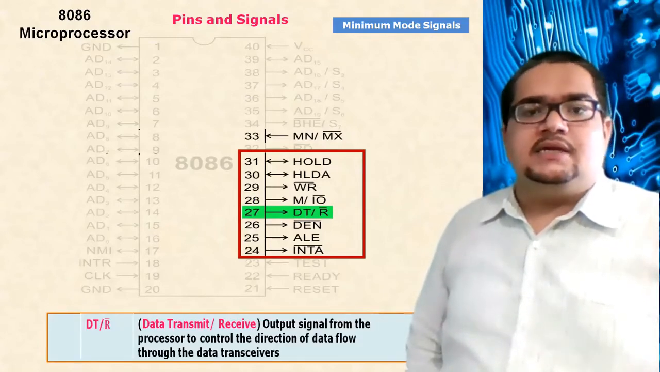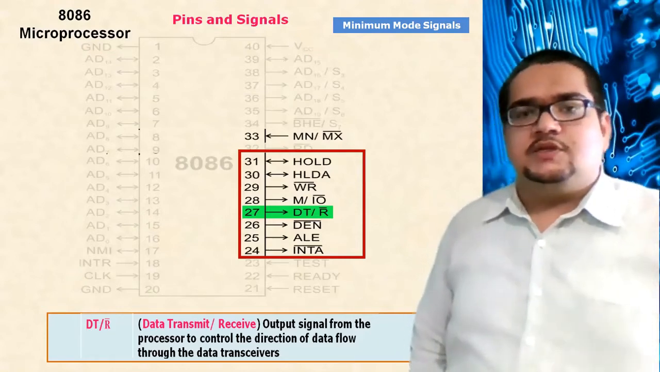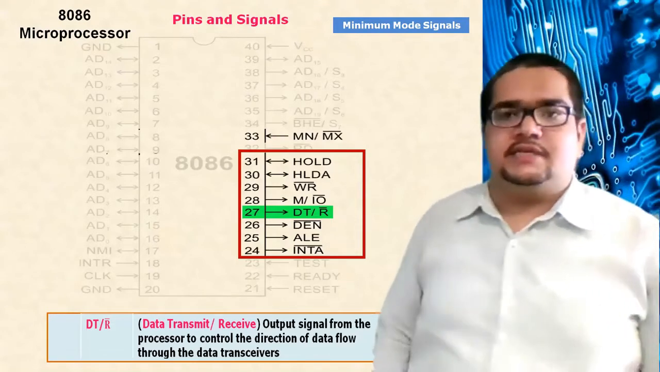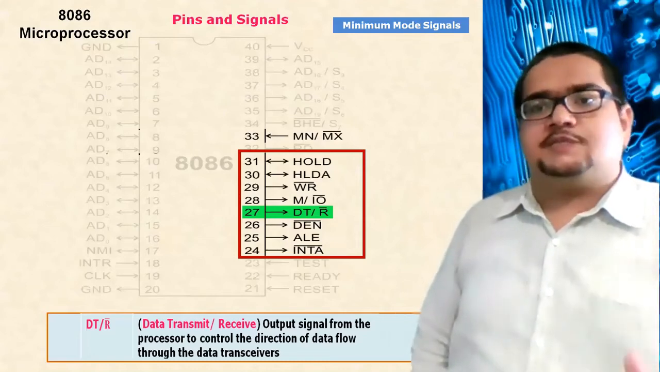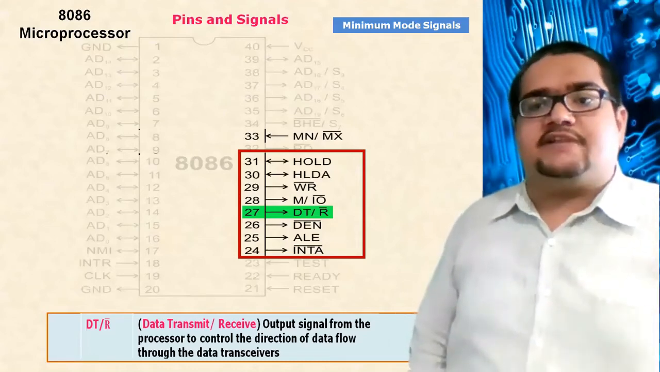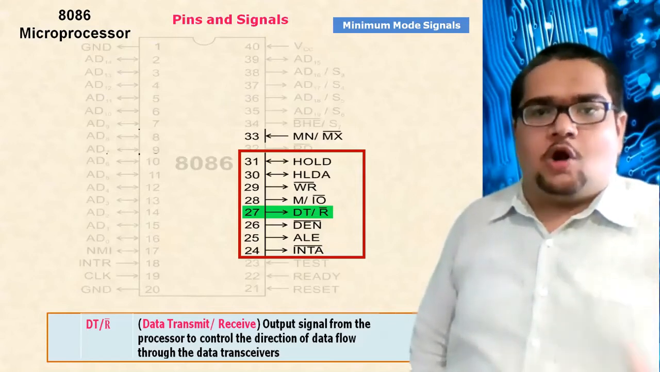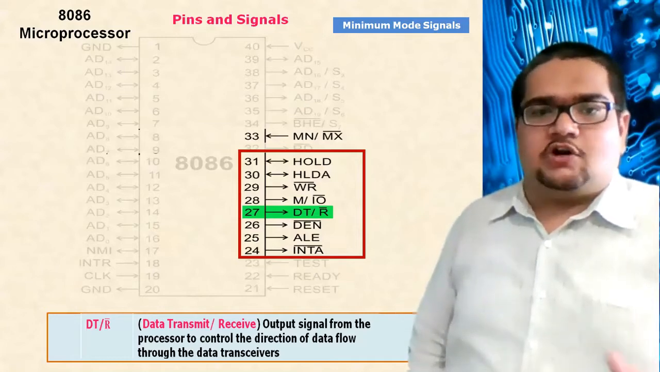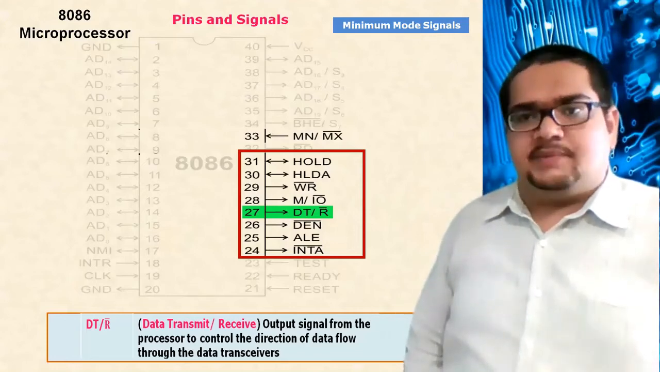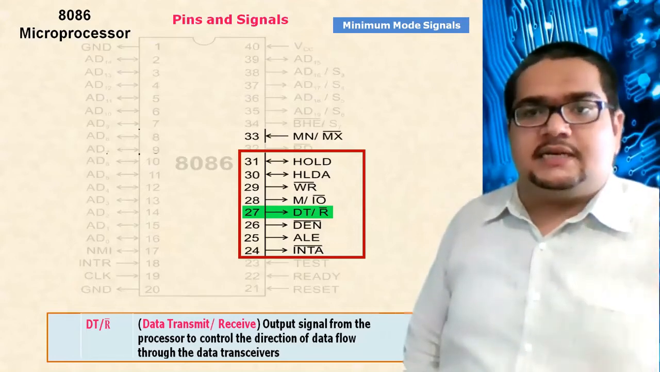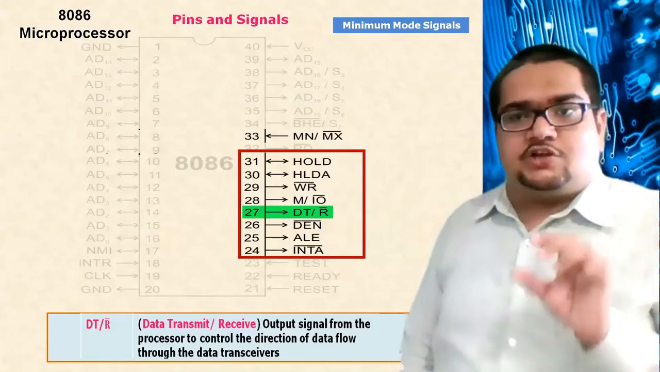The next signal is pin number 27, that is data transmit/receive. You can understand this signal is similar to a read/write operation indicator: whether the data is being transmitted by the processor or received by the processor. It's an output given to all the peripherals to make them understand that the processor is currently transmitting or receiving data. Obviously, there is data communication on the data bus.